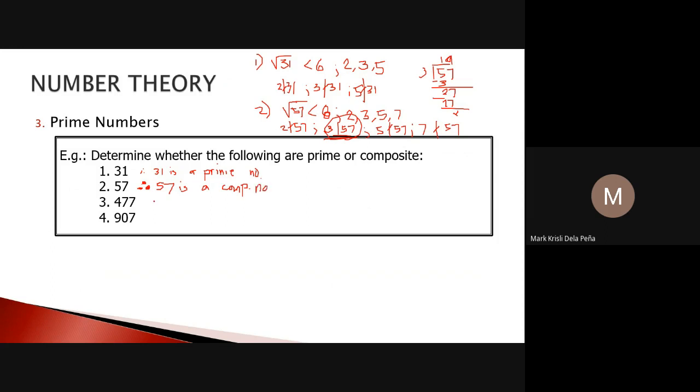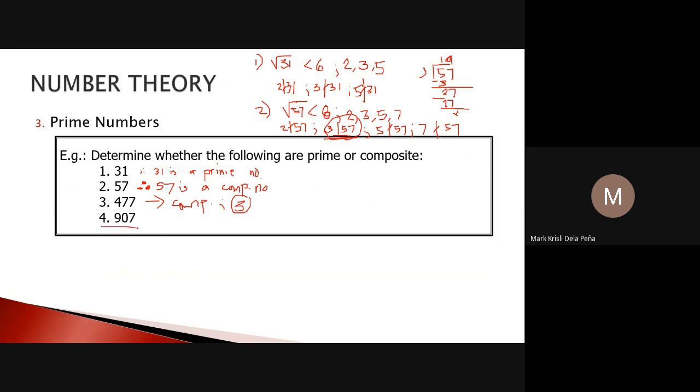How about number 477? The answer to this, you will be the one to solve, but I will give you the answer. The answer is composite number. So what are the prime numbers that divide 477? That's 3. Kindly check. Next, this will be part of your engage.